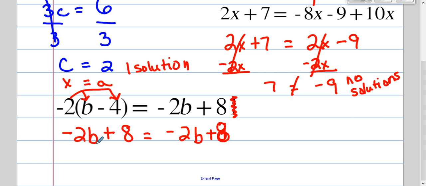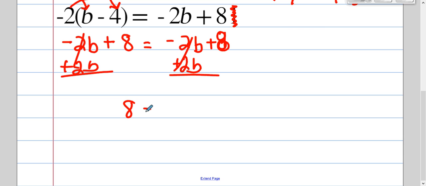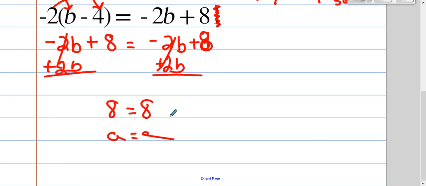So as you can see, so far our equations look identical. So to get rid of the -2b, I'm going to add 2b here and add 2b here. And I end up with 8 is equal to 8. Yes, that is true every time, right? So that means since I have identical values, a is equal to a. I have identical values on either side of the equal sign. That means I have infinitely many solutions.